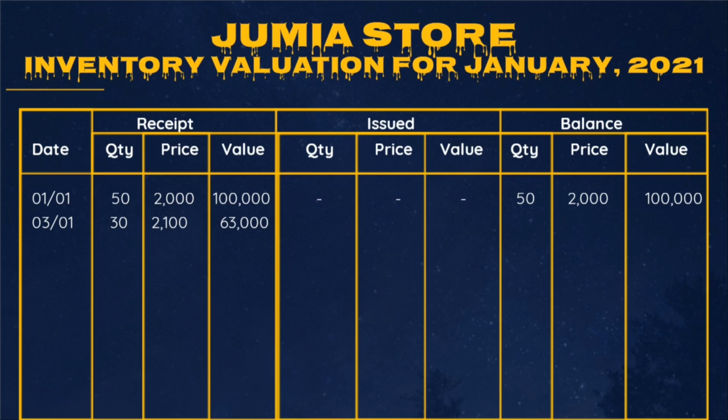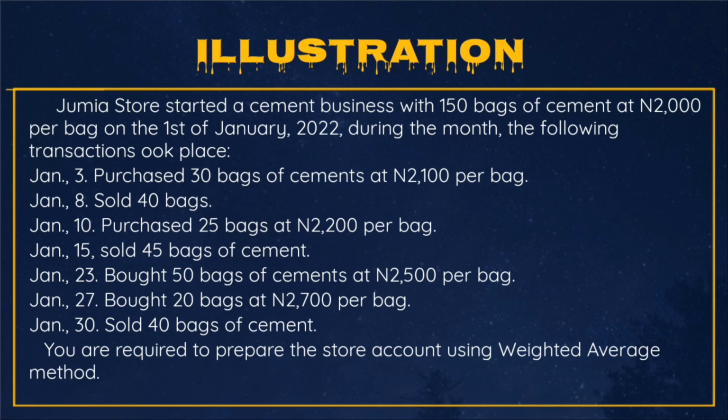Under the issue, we don't have information for that. So under the balance, the quantity will now be, they had 50 in the store before. Now they are bringing in an extra 30. That will be 50 plus 30, which gives us 80. At what amount? We are talking about the weighted average, so we will leave that for now. For the balance value, that will be 100,000 plus the 63,000 that they are just bringing. That will be 163,000 naira.